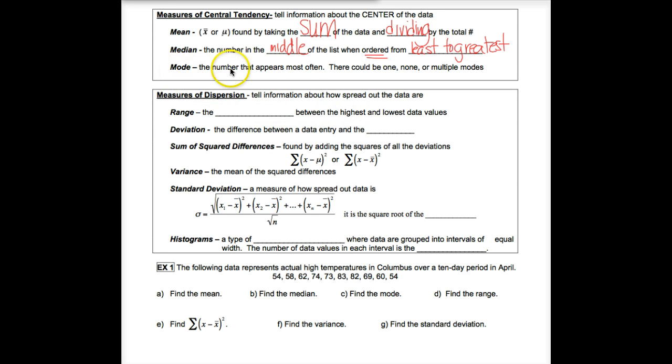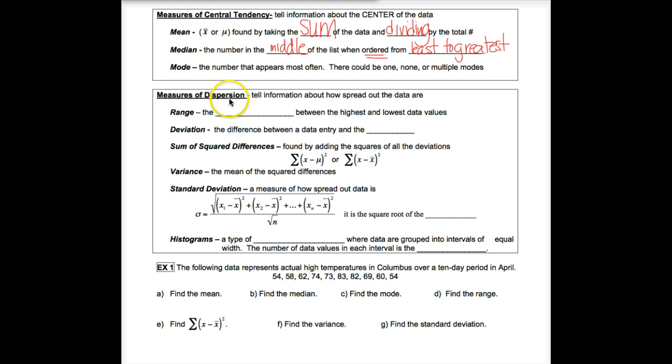Finally, the mode. The mode is the number that appears most often. Remember that there could be just one single mode. There could be no mode if all of the pieces of data appear the same number of times, or there could be multiple modes. So if there's just 2 pieces of data that appear 3 times and everything else is 2 or less, then both of those would be the mode. So those are our measures of central tendency review for all of you.